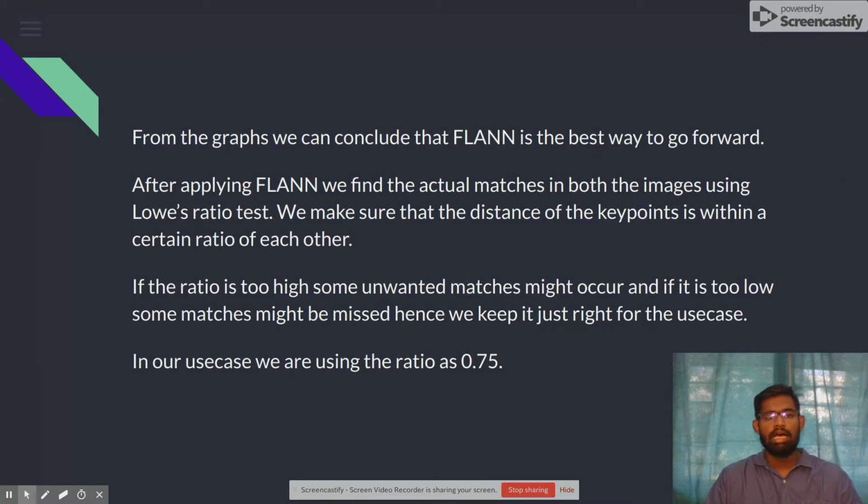Hence, after applying FLANN, we find the actual matches in both images using Lowe's ratio test. We make sure that the distance of the key points is within a certain ratio of each other. If the ratio is too high, some unwanted matches might occur, and if it is too low, some matches might be missed. Hence, we keep it just right for this use case. In our use case, we are using the ratio as 0.75.